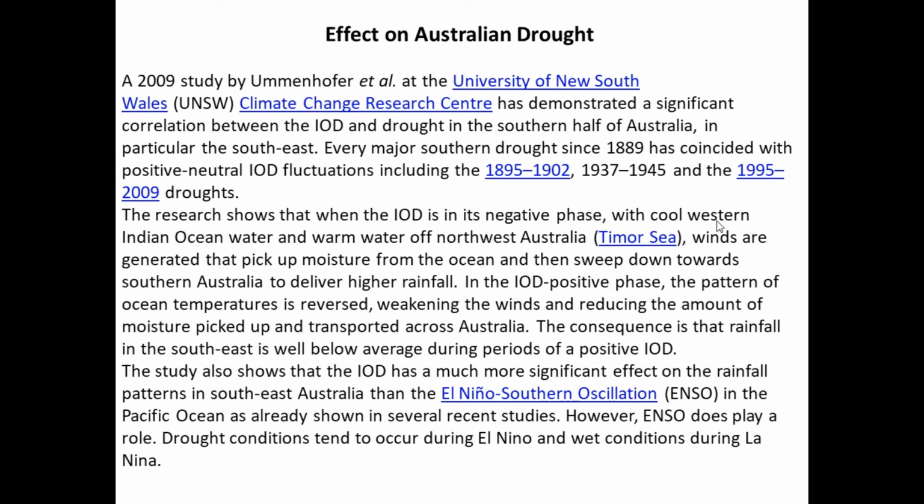The study also shows that the IOD has a much more significant effect on the rainfall pattern in Southeast Australia than ENSO in the Pacific, as already shown in several recent studies. However, ENSO does play a role. It is connected. Drought conditions tend to occur during El Niño, wet conditions during La Niña.